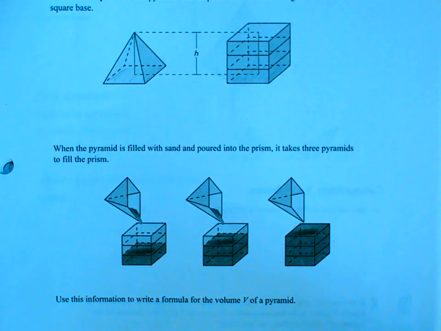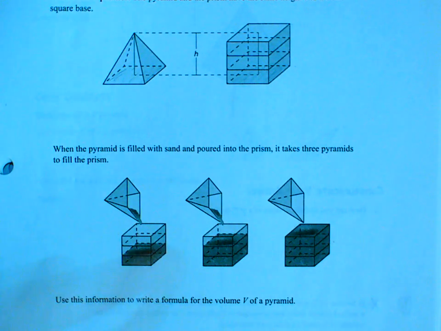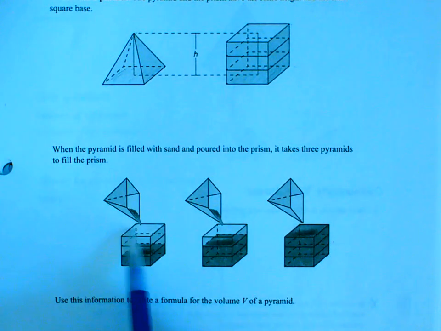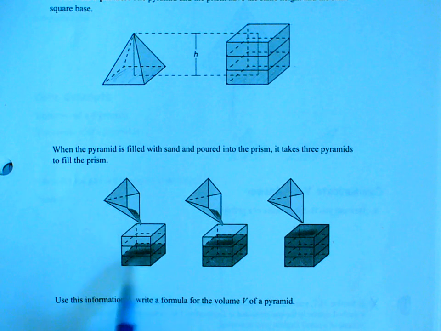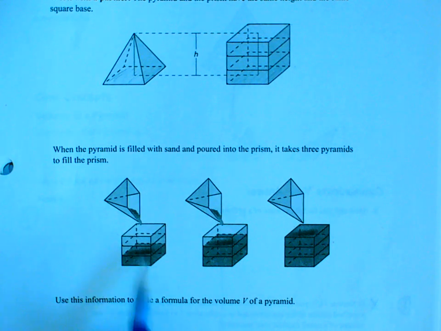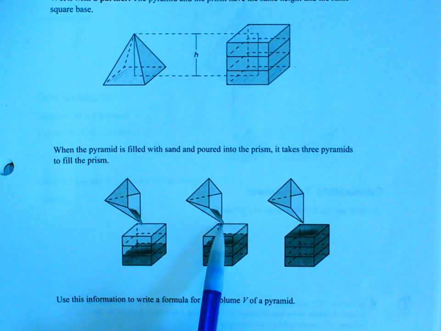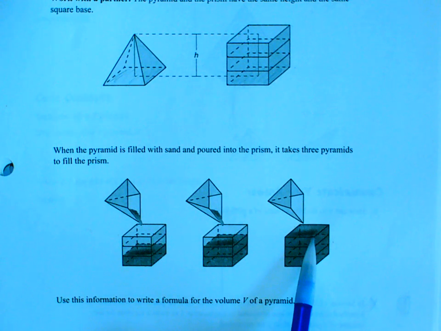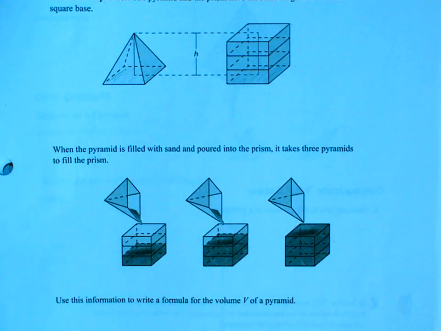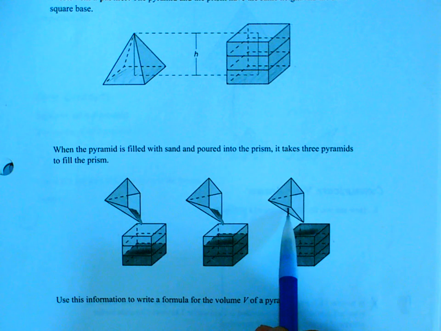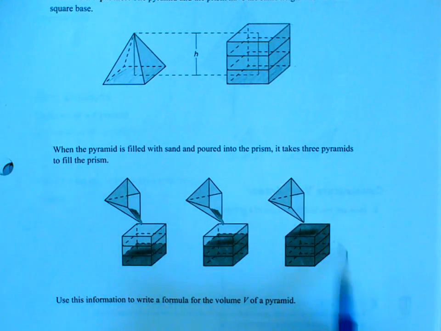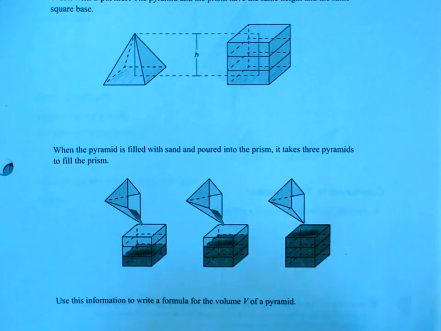So if I was to grab this pyramid, put it upside down, and fill it up with, I don't know, sand or dirt or whatever, and I start dumping it inside the cube, it's going to take a total of 1, 2, 3 of these to completely fill it up. Which means that the volume of the pyramid is 1/3 the volume of the whole cube, and this is true for any kind of pyramid with any kind of base.